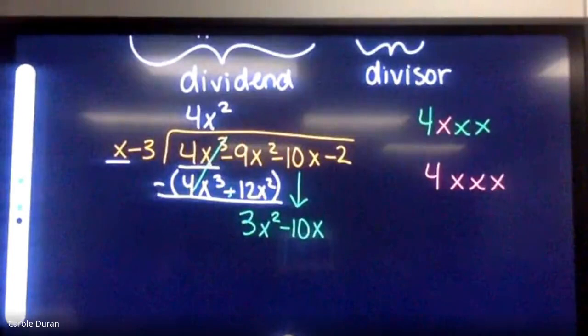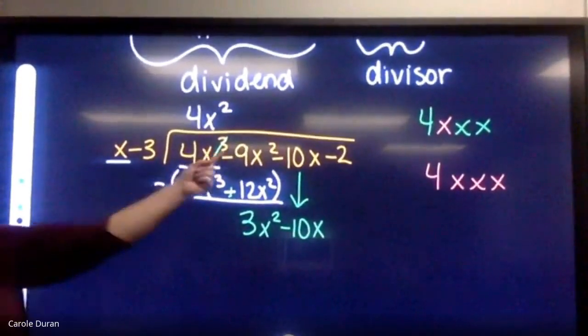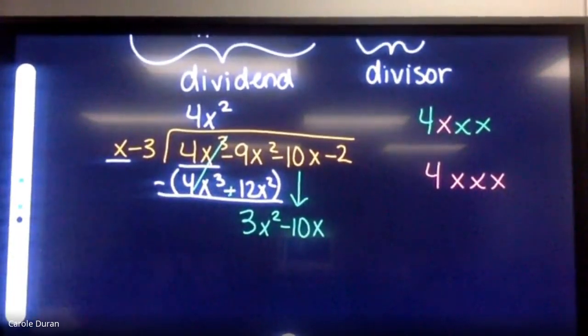Why didn't the x squares cancel? Because I had a 9 here and a 12 here. There was no way that was going to happen. They'll cancel out when I do my next step, which is the goal. We're not done yet. We're just pausing.